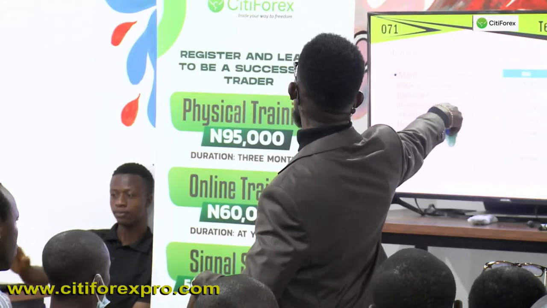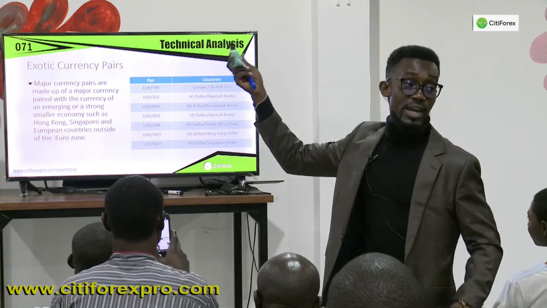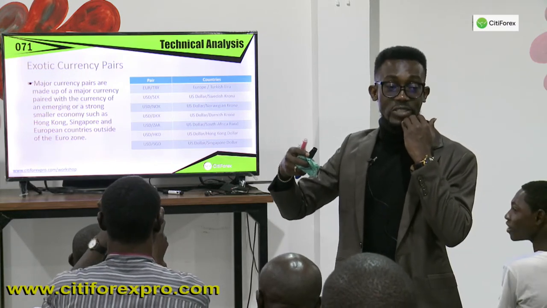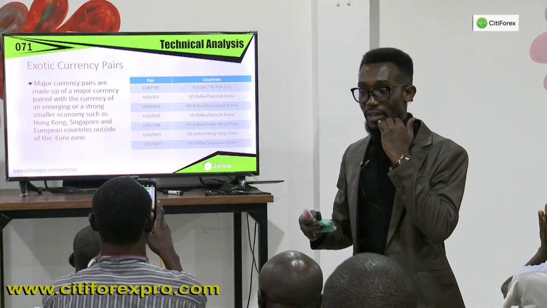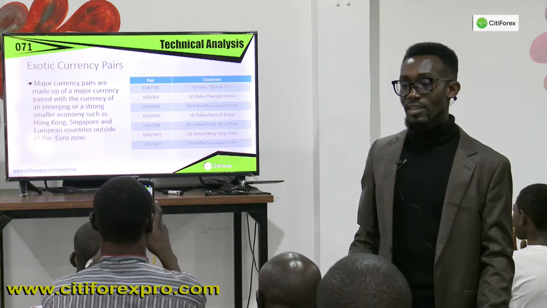So all these other ones are called exotic pairs. That's where you have the South African Rand. You can see there's no Nigerian Naira. It's not an omission. Nigeria cannot be traded. It's a problem.